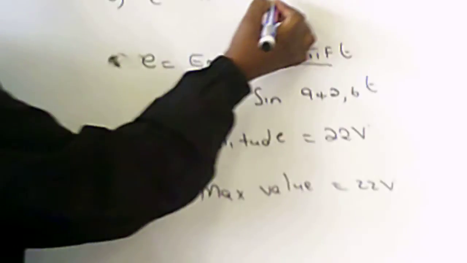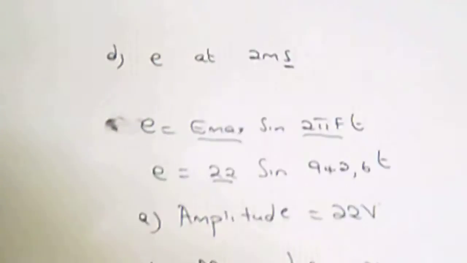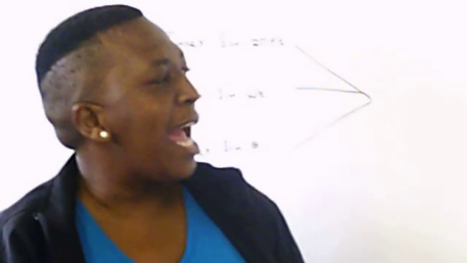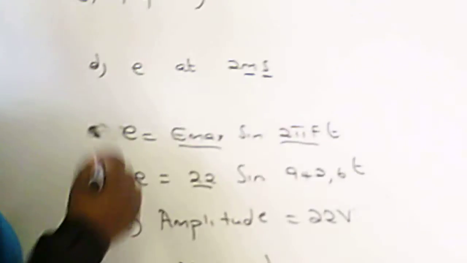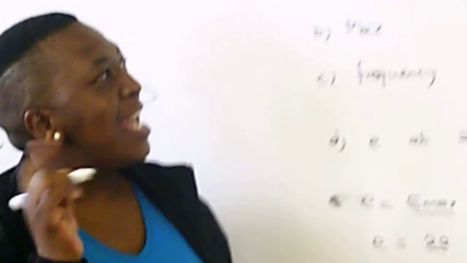The last question is to calculate E at 2 milliseconds. Once you see a second, you have to think about time. Meaning when you see t, you are going to substitute that 2 milliseconds. But what is this m? The m is a submultiple, which is milli, an exponent of minus 3. So you're only going to take this and substitute where you see time.